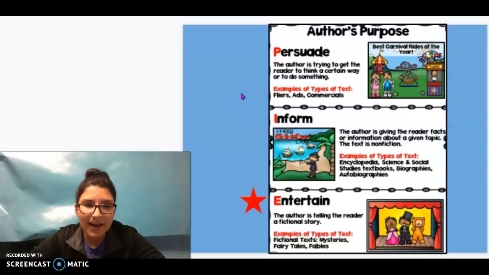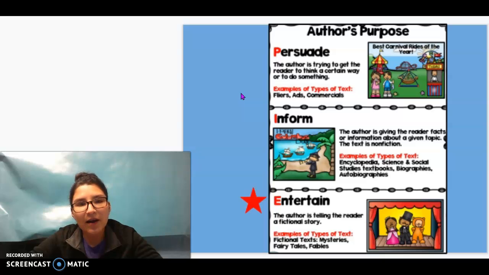Entertain. Now, entertain is when the author is telling the reader a fictional story. What does fiction mean? Fake, right? Not real, made up. So when I think of entertain, I just think of the author trying to write a book so the reader can enjoy it, okay?